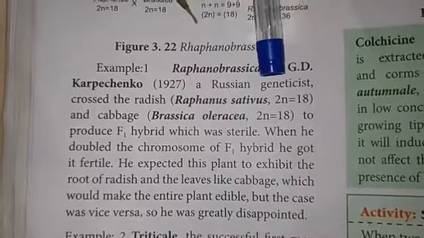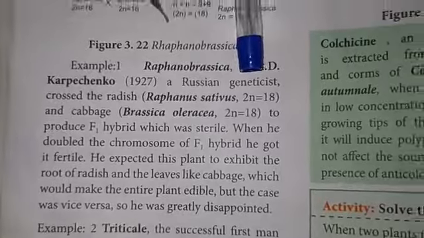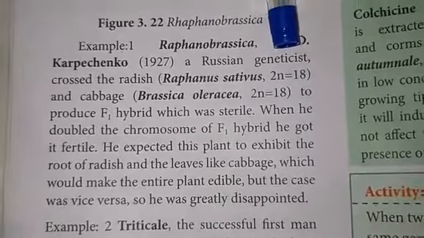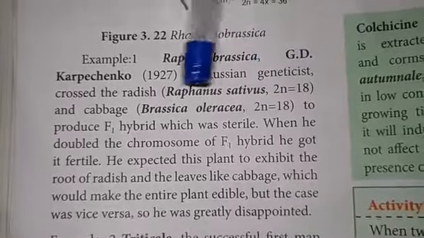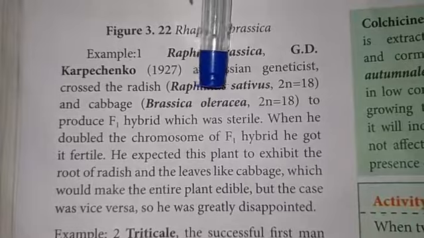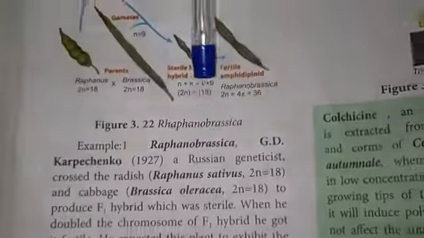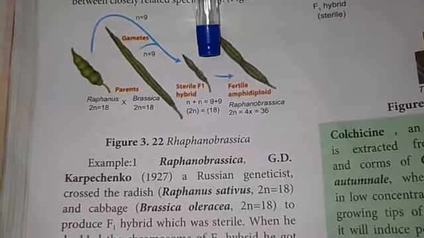Its chromosome number is diploid 2n equal to 18. Both the plants have the same diploid number, 2n equal to 18, 2n equal to 18. The cross produces an F1 hybrid, the young ones, which were sterile. The F1 hybrids are sterile in nature, that is, unable to reproduce the next generation.